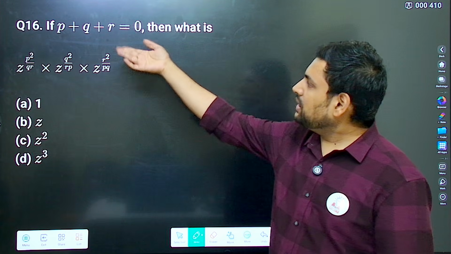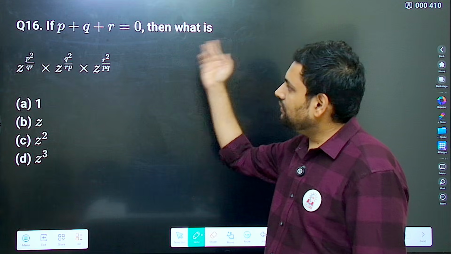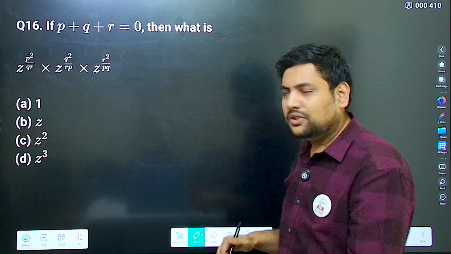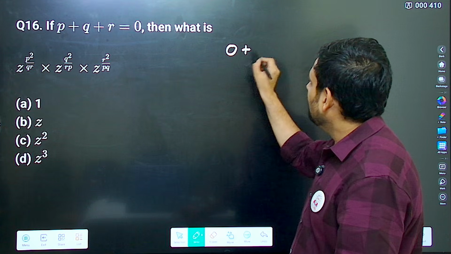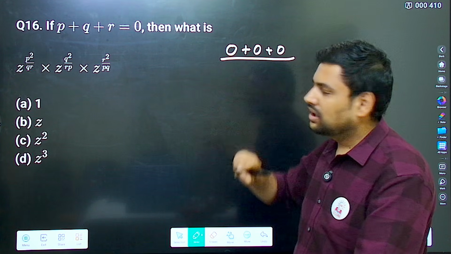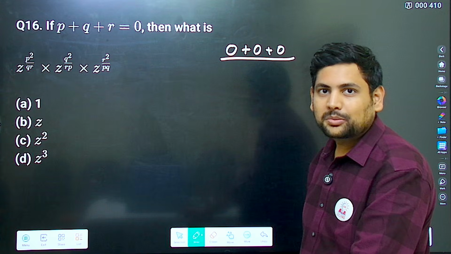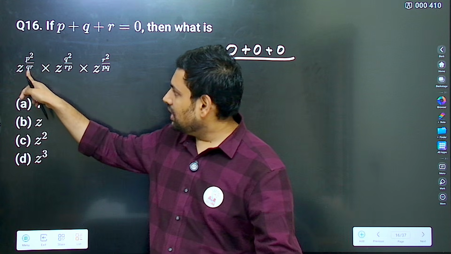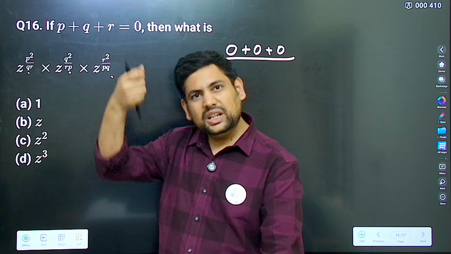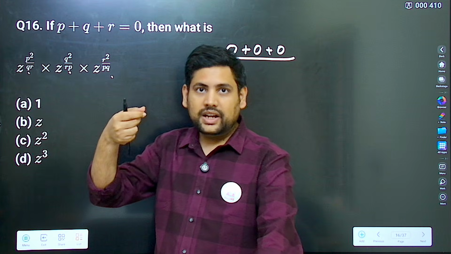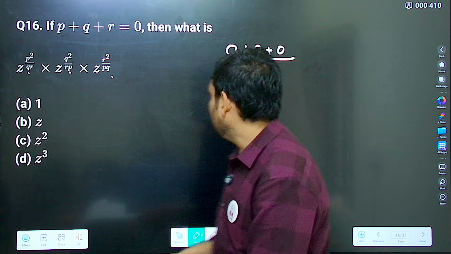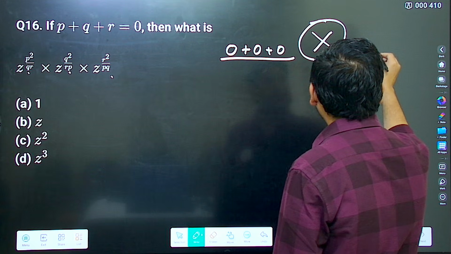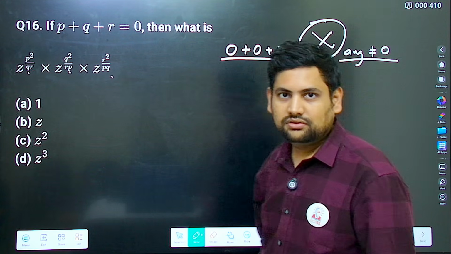Now see this. If p plus q plus r is equal to 0, what is the value of this? One value that may come to your mind is 0 plus 0 plus 0. But there is a problem. What is the problem? If you take any of them 0, they also come in the denominator. Then it will become division by 0, and any number divided by 0 is not defined. Correct? So that means any of them cannot be 0.